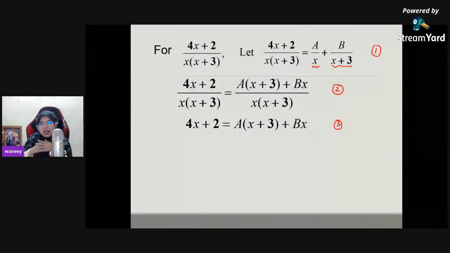Okay, so first step, separate into two fractions. Second step, make sure we have a common denominator. Third step, simply compare your numerator. And then you can do the fourth step. Either you use substitution or you can use comparing coefficient.